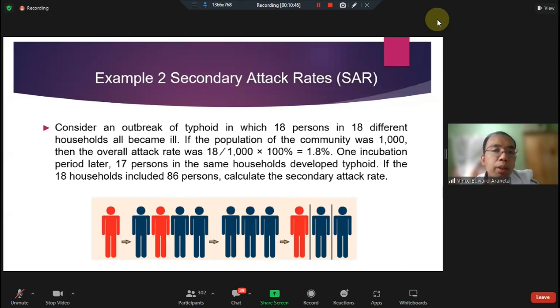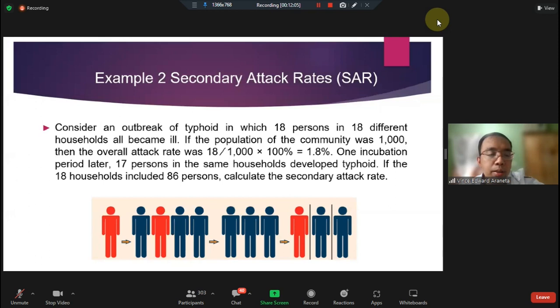What is important to take note of here is that there are 18 primary cases. So that's a primary attack of 18 persons, and a total of 86 persons in the household. You have to take that into account before using those numbers immediately. And then 17 persons developed the same symptoms of typhoid in that household. What are your answers for the others?